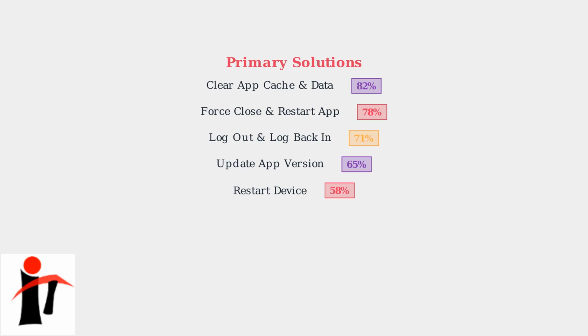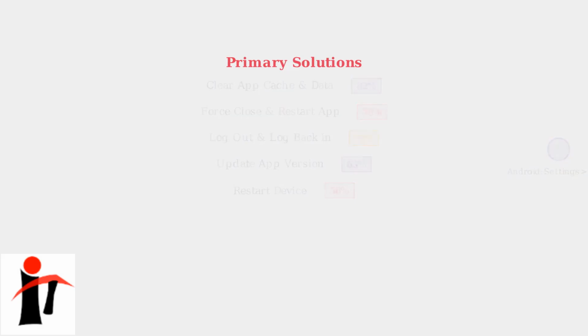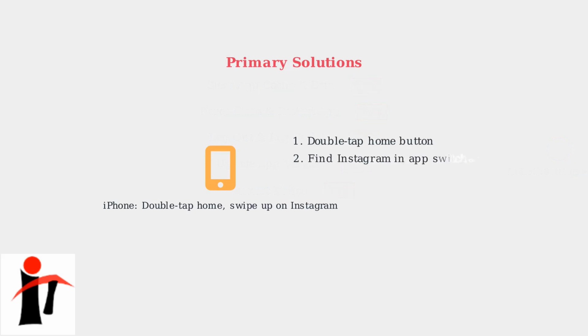To clear cache on Android devices, go to Settings, then Apps and Notifications. Find Instagram and select Storage to clear cache and data. For force closing the app on iPhone, double-tap the Home button to open the app switcher, find Instagram, and swipe up to close it. Then reopen the app from your home screen.